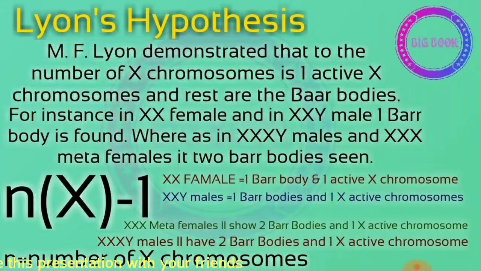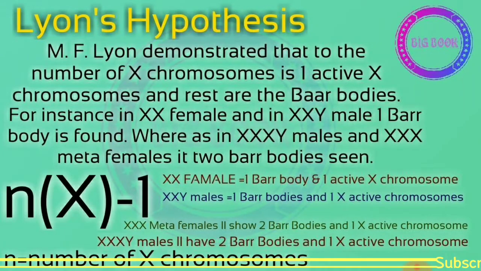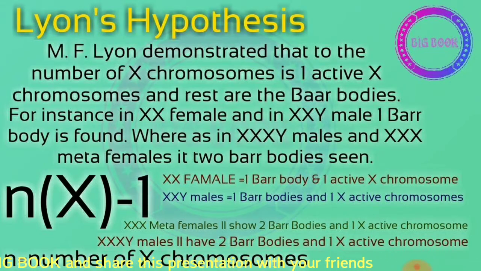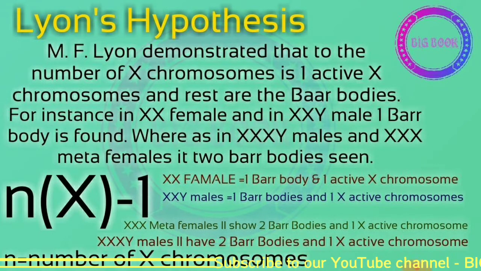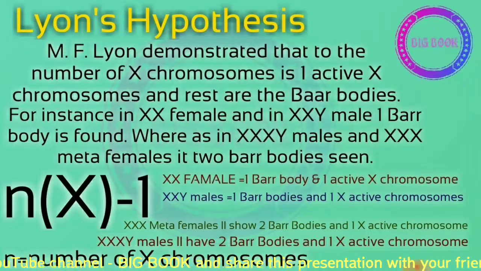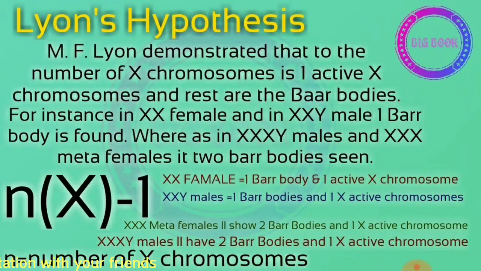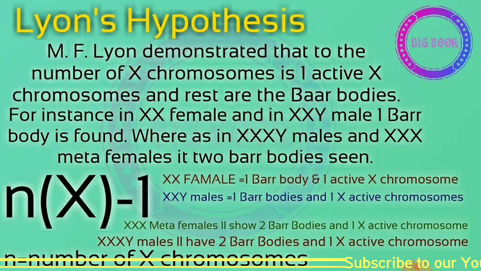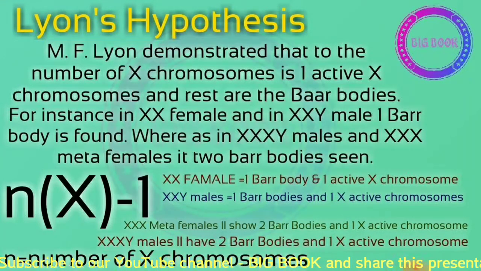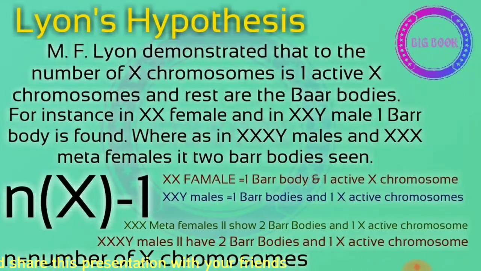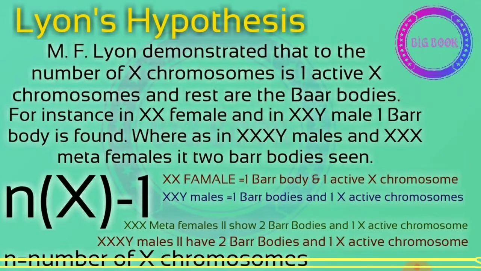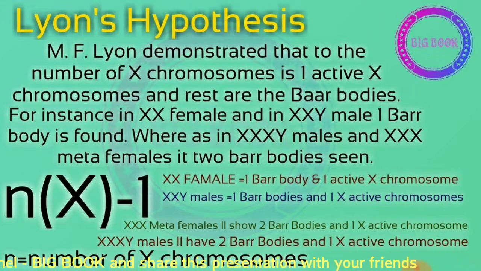Lyon's hypothesis demonstrated that only one X chromosome is active, and the rest are Barr bodies. For example, in XX females and in XXY males, one Barr body is found and one active X chromosome is found, whereas in XXXY males and XXX meta females, two Barr bodies are seen, that is, one X chromosome is active.